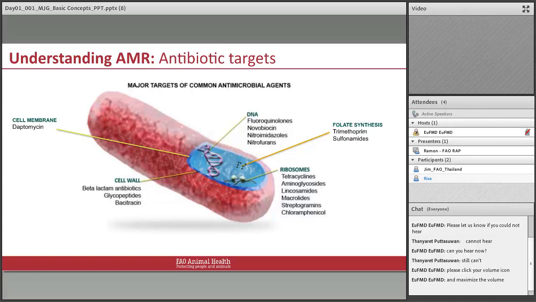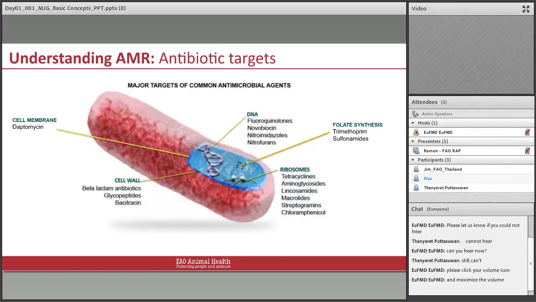Folate synthesis is also attacked by trimethoprim and sulfonamides. And some antibiotics address the DNA, and then what happens is that the bacteria are not able to propagate properly. So these are the actions or the targets of these common antimicrobial agents in an ideal world. So that's why it doesn't affect your cell, because basically your cells are not specific to these bacterial targets.